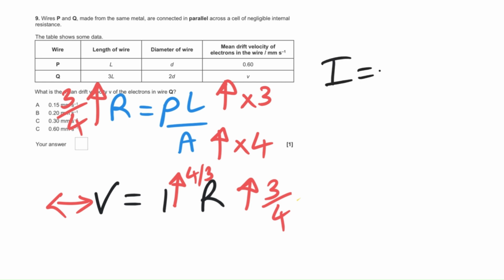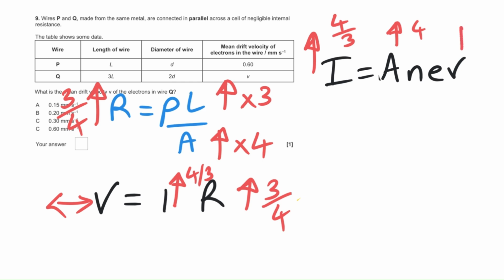Now we can plug that all into the equation nAvQ is equal to I. However, many of you will not recognize that equation, so I'm going to change it to a more recognizable nAev. I prefer nAvQ personally. But there we go. The current, as we've said before, has gone up by a factor of 4 over 3. The area has gone up by a factor of 4. Therefore, the drift velocity must have gone up by a factor of 1/3.